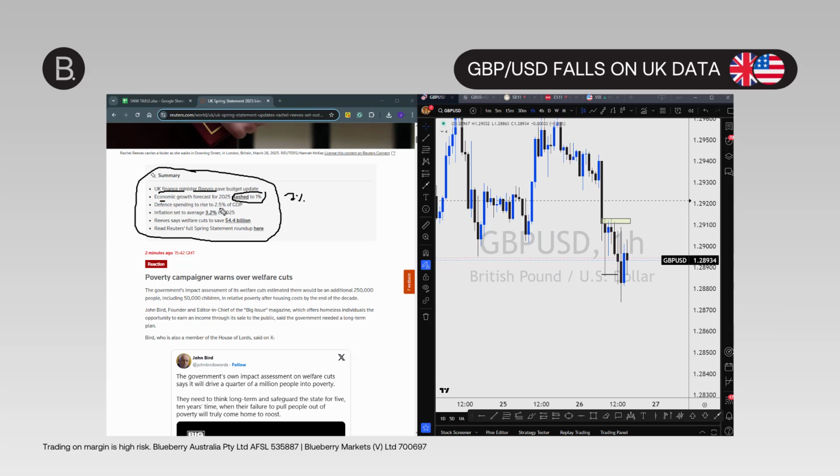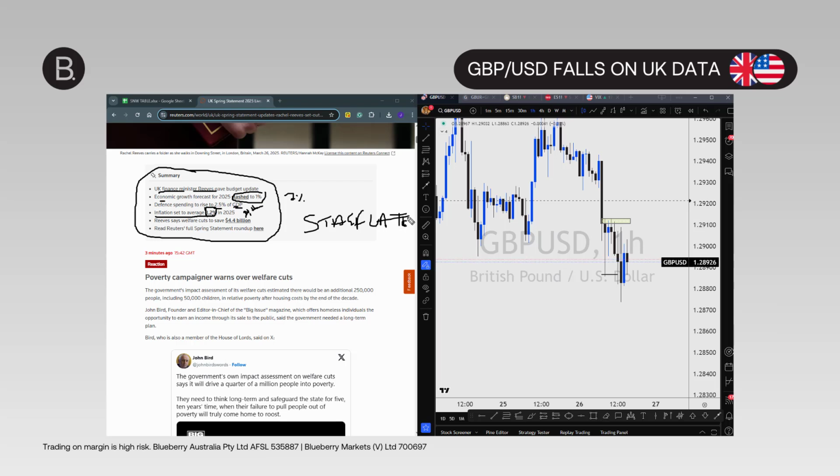Defense spending to rise to 2.5% of GDP. That's pretty good for infrastructure and whatnot within the UK. Inflation set to average at 3.2%, so inflation is meant to remain fairly high. So really, we talked about the fact that the UK could be going into stagflation, and that could still happen.